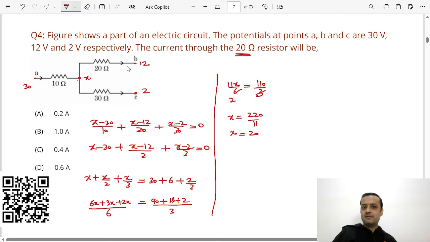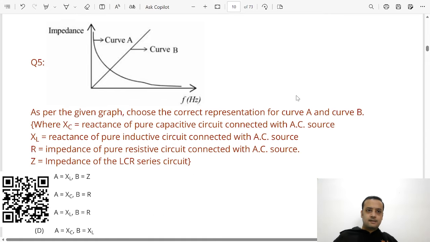Which means the current in the 20 ohm resistor will be 20 minus 12 upon 20. So I in the 20 ohm resistor will be potential x minus potential b upon resistance. So this will become how much? 8 by 20, which means 0.4 amperes. Okay, thank you.